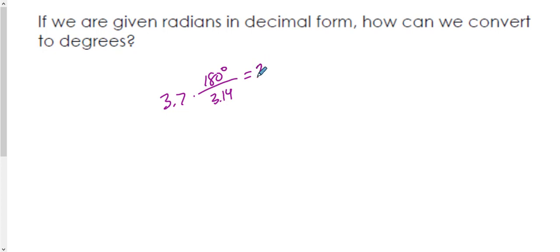Again, it's not 100% accurate, so this should really be a squiggly equals, but that's approximately what it is. Everybody good with that? And by the way, this kind of makes sense. Remember, pi radians was halfway around the circle, which would be 180 degrees. Well, 3.7 is a little bit more than this, because this is 3.14. So isn't 212 a little bit more than 180 degrees? It just kind of makes sense.